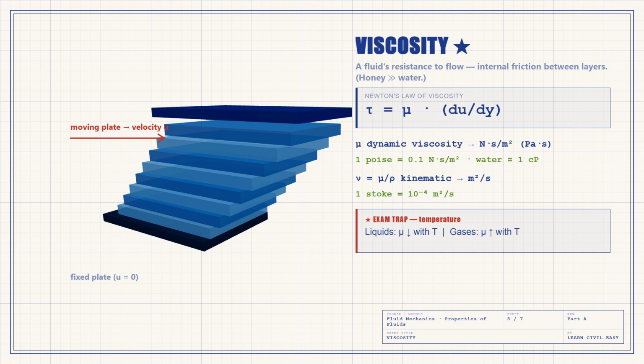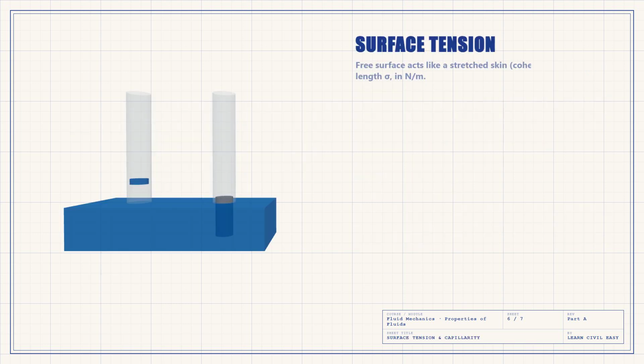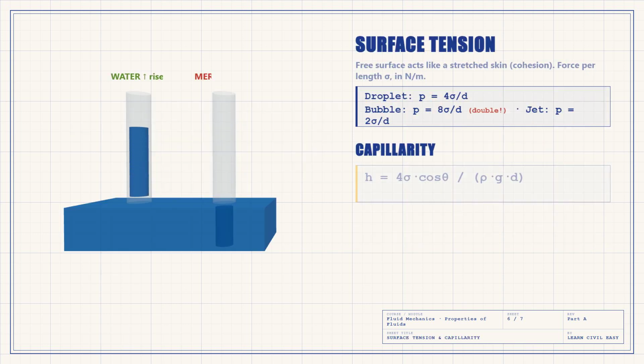Here is an exam favorite. With rising temperature, a liquid's viscosity falls, but a gas's viscosity rises. They move in opposite directions. Last, for part A, the surface effects.